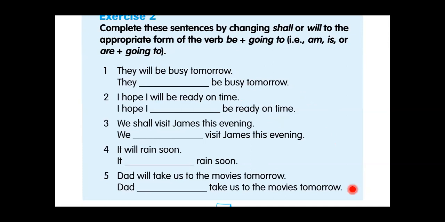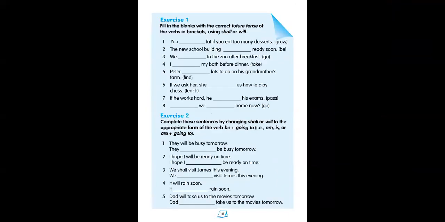Yes. So from this exercise, have you understood that we can use the alternate form? Instead of will rain soon, you can also write is going to rain soon. Have you understood? We can use both the forms, will be busy or they are going to be busy tomorrow. Both the sentences are denoting what? Future actions. Yes, they are both telling about the future.